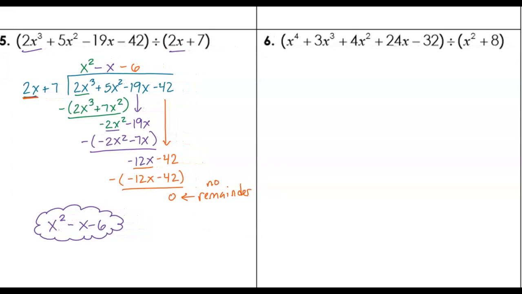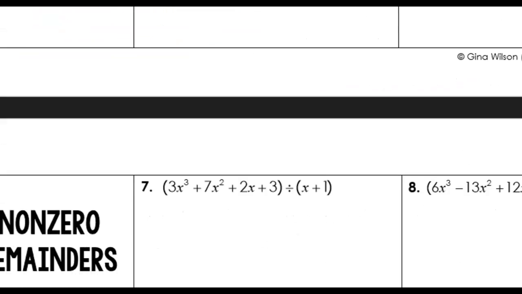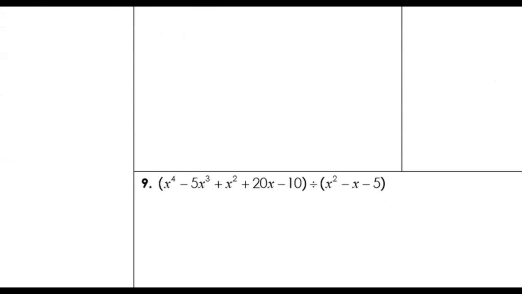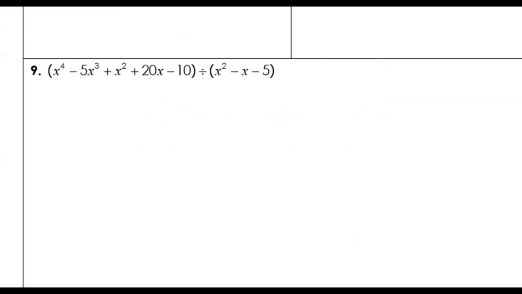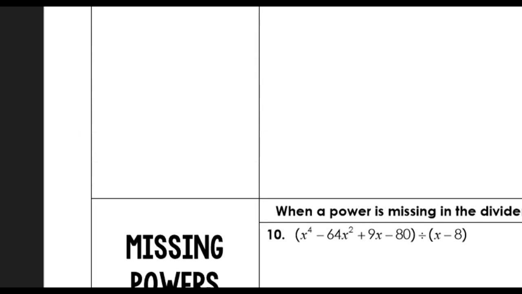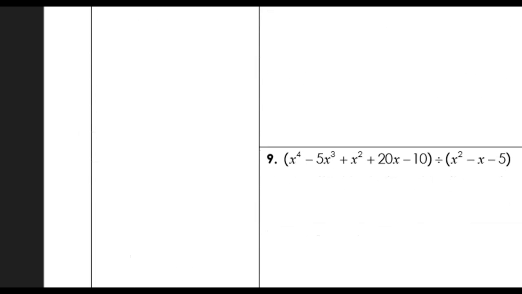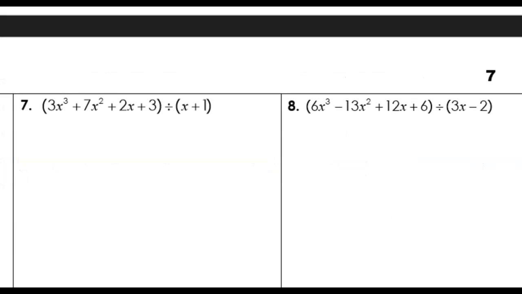Okay, let's do one more, but I want one with a remainder. So we'll do that one, I guess. Or should we do the hard one? No, I don't think you'll ever have one this hard. I don't think you'll ever have one quite this hard, so we're not going to do 9. We'll do, come on, 8.